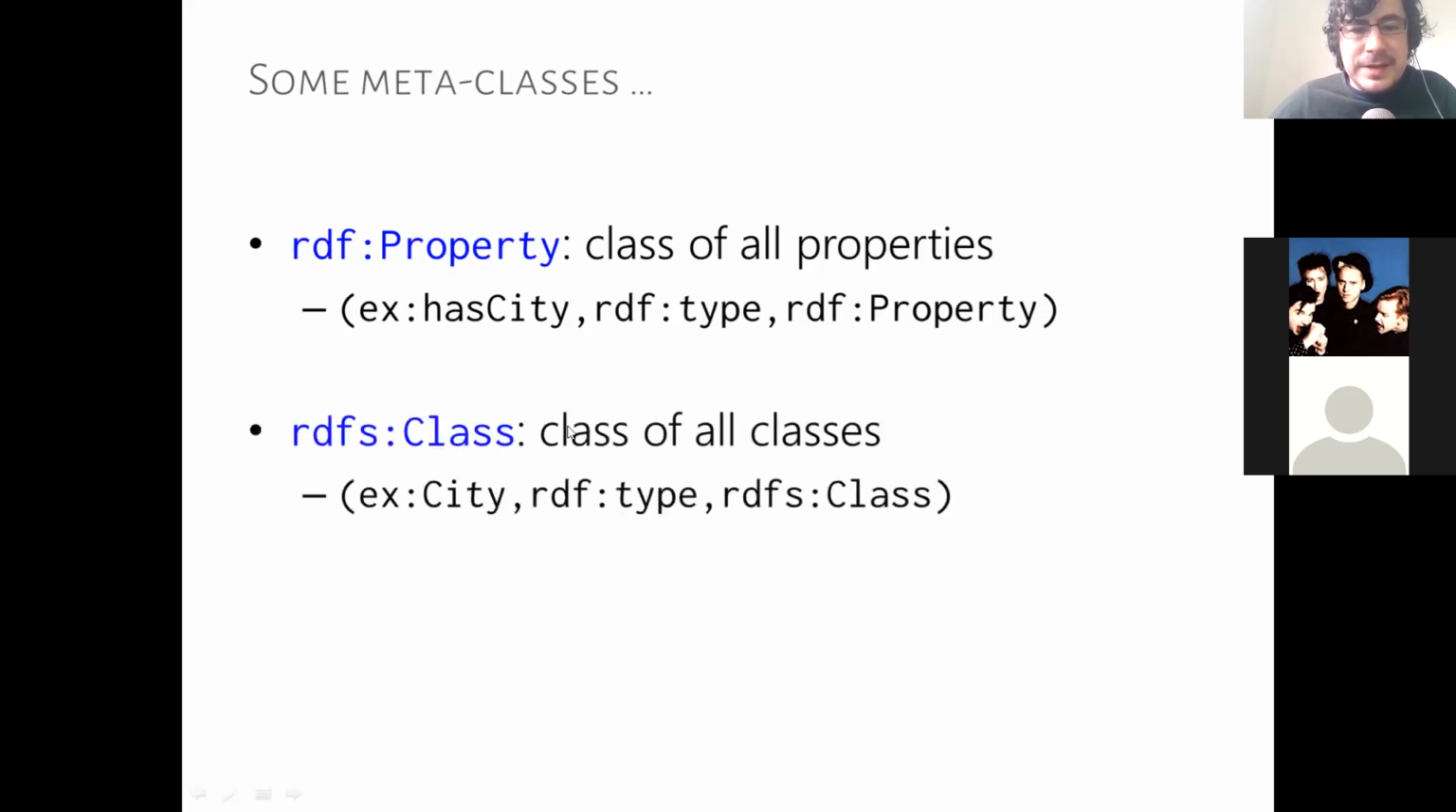We also have the class of all classes, which is RDFS class. So we can say that city is of type class. A common mistake is that these are in two different namespaces. The RDF standard already defines a class of properties, and RDFS introduces the class of all classes. So it's RDF property and RDFS class, just as a minor detail.